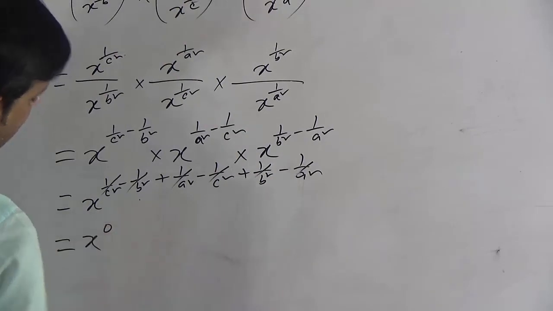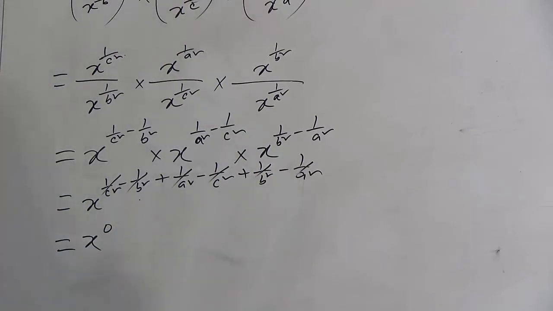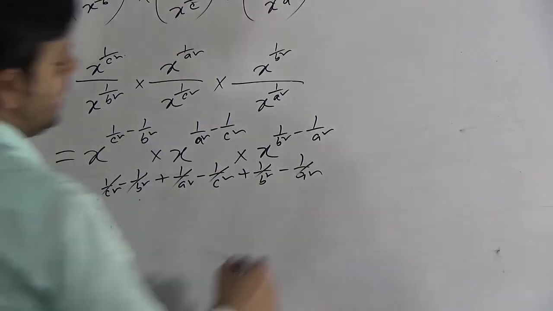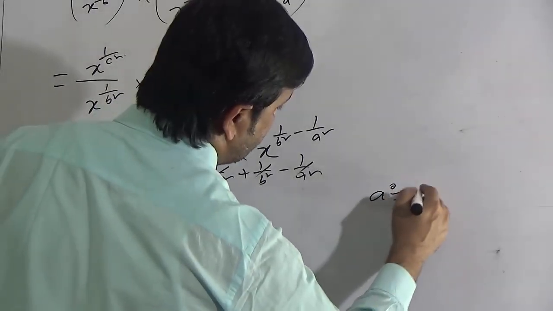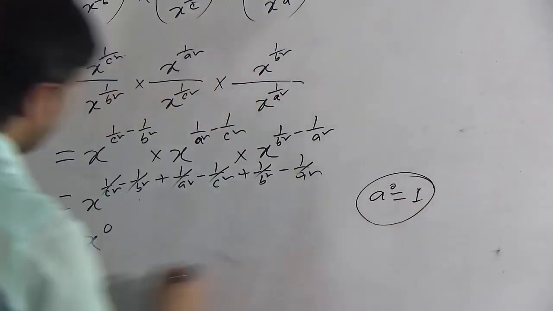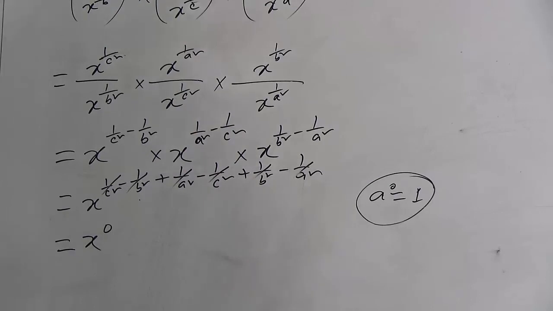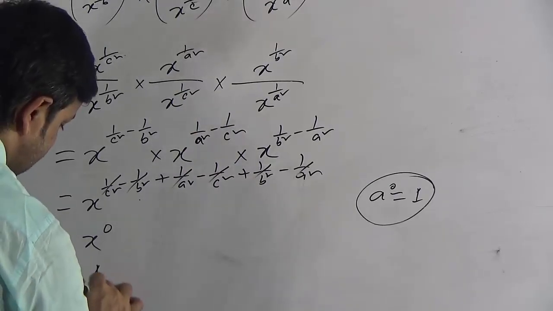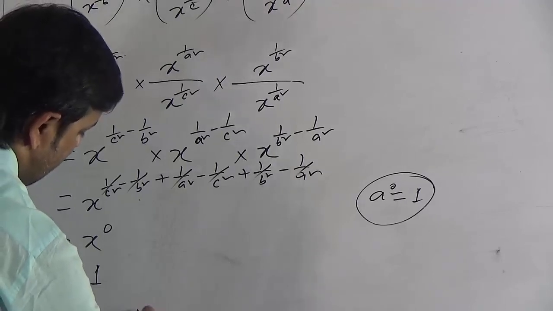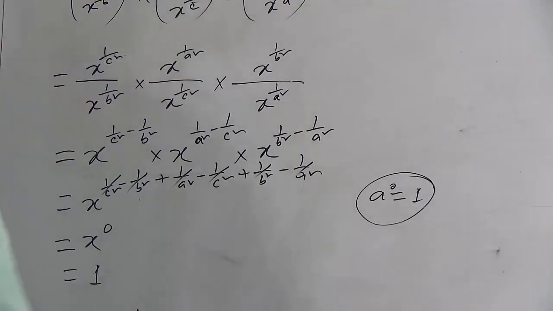It means that index will be 0, x to the power 0. Dear students, you know that the formula a to the power 0 is equal to 1. It means that if the index of a base is 0, then the value will be 1. So we can write this is 1. So the answer of question 5 of 5 is 1.